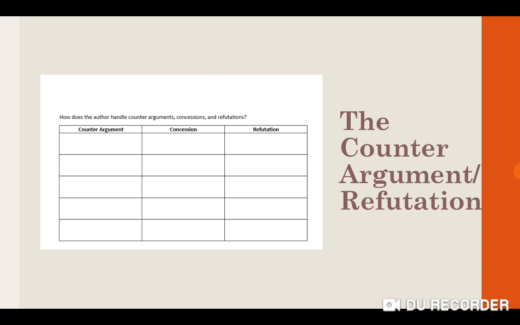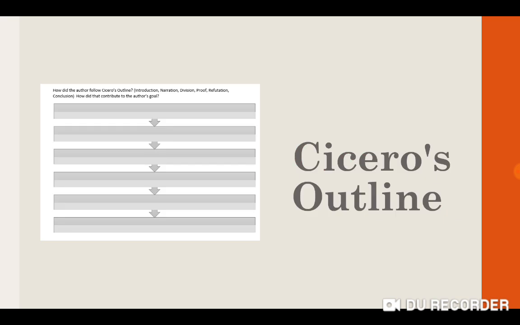So when you're reading and you notice that an author is pointing out the other side, you're going to mark that under the counter-argument column. If they concede, you're going to notice that too. And if they don't and they just refute, then you'll fill out just the 3rd column. If they do both, you fill out all 3. Okay. So the last part of the rhetorical analysis worksheet is Cicero's outline.